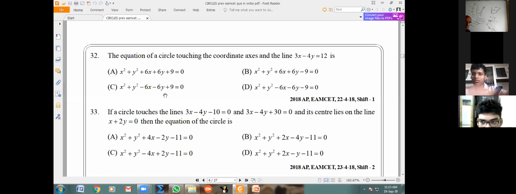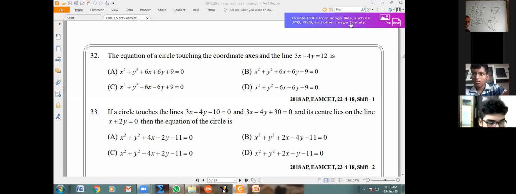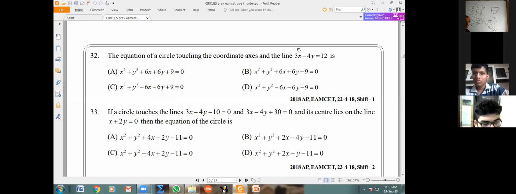Yes, Surya, you want to tell how to do 32? Sir, yes, Pranay. Take the center as x comma x. That will give the general equation. If a circle is touching both x and y axis, and that too in the first quadrant, if you take the radius as r, the center will be r comma r.